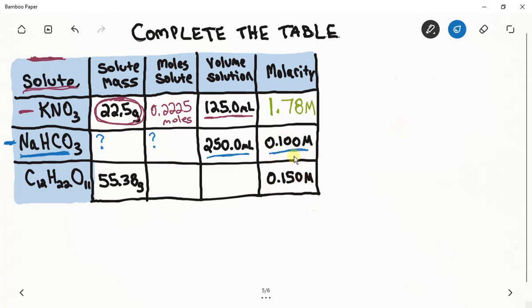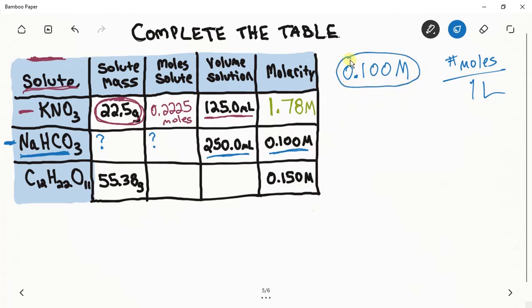So let's start with the molarity first on the very end. The molarity is 0.100 molarity. Well, what is molarity? Molarity is the number of moles in 1 liter of solution. So if we have a 0.100 molarity, that means we have 0.100 mole in 1 liter of solution, or 1 liter of water. So now we know how many moles we have in 1 liter of water.